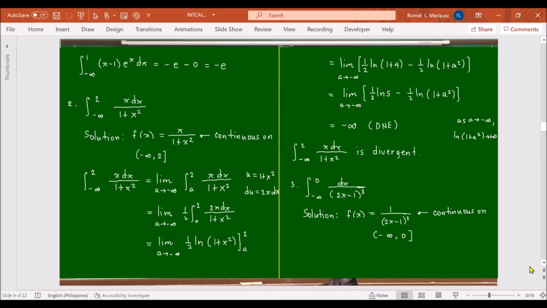So let's now compute this integral. This integral is defined by the limit, no? So we have the limit as a approaches negative infinity of the integral from a to 0 of 1 over (2x minus 1) quantity cubed, that is the same as (2x minus 1) to the negative 3 dx.